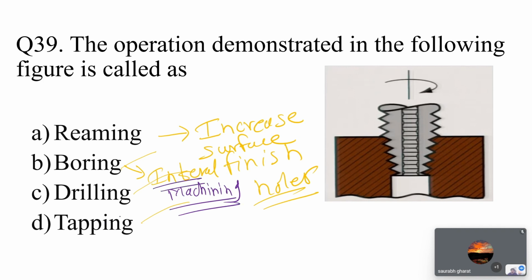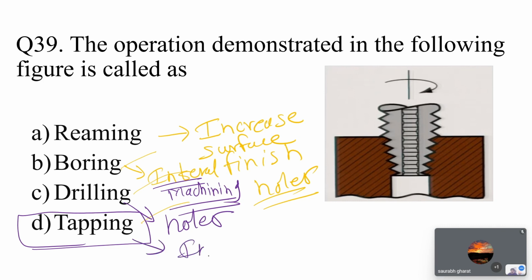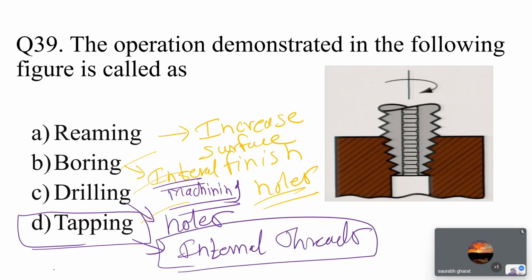Internal machine. Okay, and drilling again, material removed, the holes. What is left? Tapping only. Okay, this is for internal threads. So how can internal threads be made? By this.